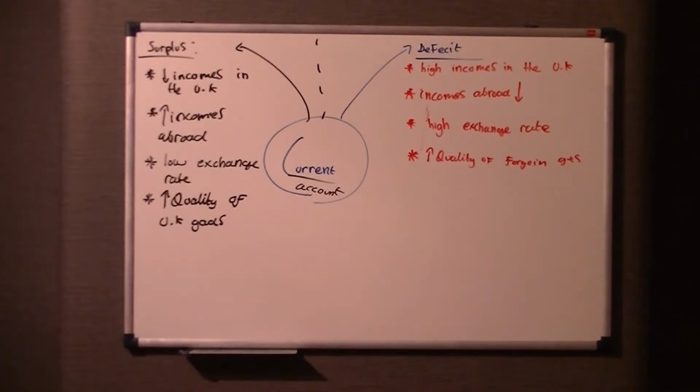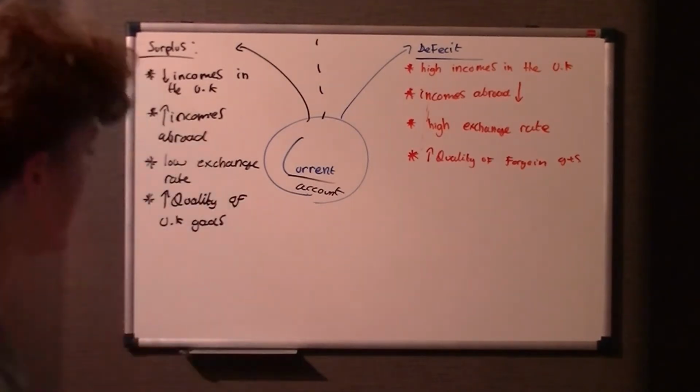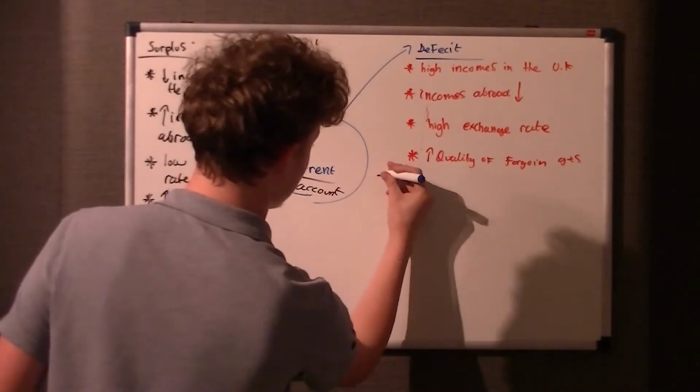So we can use this to determine the positive and the negative effects on the current account. So a deficit on the current account is good. Inflation pressure. Yeah. So we're going to start with deficits actually. So deficits, I just put advantages here.